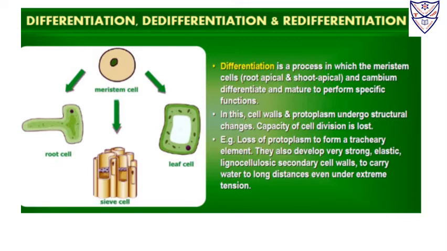So you can see this meristem has developed and differentiated to root cell, sieve cell and leaf cell. Now it cannot go back. In this, cell walls and protoplasm undergo structural changes. The capacity of cell division is lost. Example, loss of protoplasm to form tracheary elements. They also develop very strong elastic lignocellulosic secondary cell wall to carry water to long distances even under extreme tension.